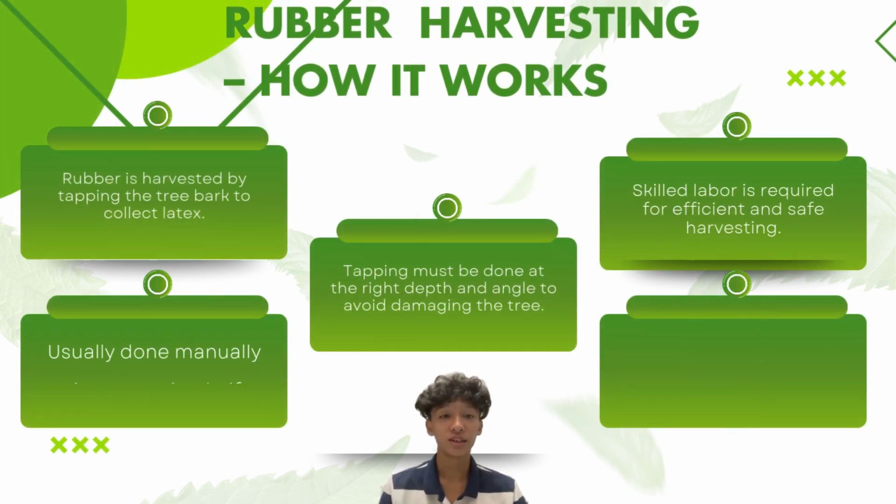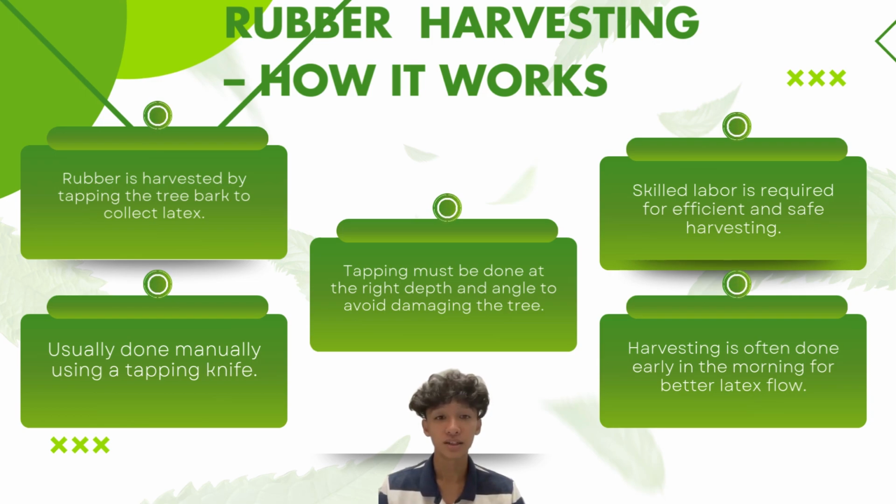Next, we move to optional narration. Rubber is harvested by a process called tapping, where a shallow cut is made on the tree bark to release latex sap. This latex is then collected in a small cup. Traditionally, this process is done manually using a special tapping knife.